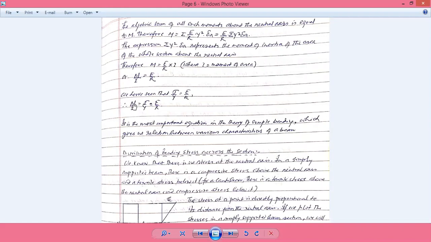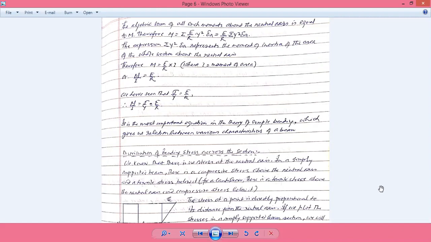So M by I: M is the bending moment about the section, I is the moment of inertia of the section. This is equal to sigma, the stress induced in the section, divided by Y, the distance from the neutral axis of that particular fiber whose stress sigma we have chosen. This is equal to Young's modulus of the bar divided by the radius of curvature of the bar at the neutral axis when it is bent. So this is the bending equation of simple bending itself.